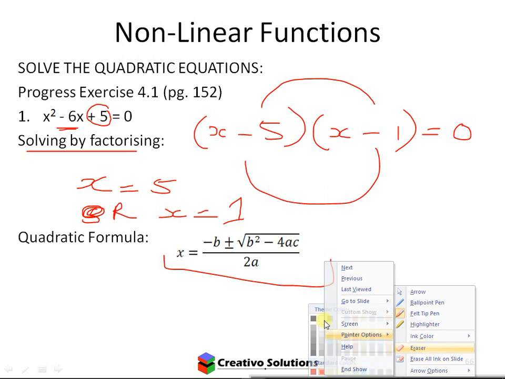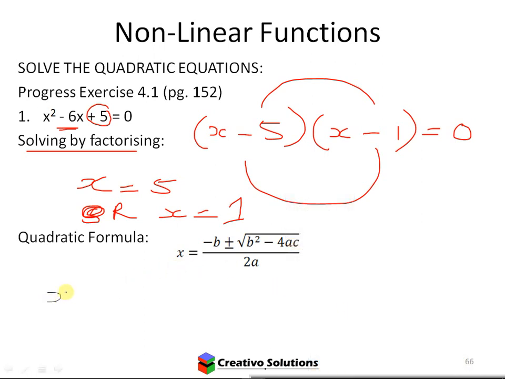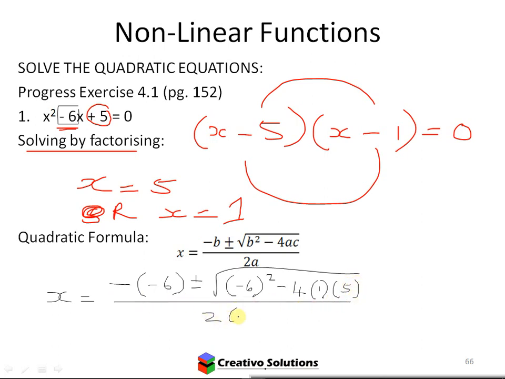Have a look. x equals minus b, what is b in this equation? 6, minus 6. Minus 6 plus minus square root of minus 6 squared minus 4. What is your a and your c? 5. Correct. Over, what's your a? 1. So if you neaten that up, this will be 6 plus minus square root. What is 6 squared? 36. Minus 4 times 5 is 20. So 16. 36 minus 20 is 16, over 2. What is root 16? 4. So 6 plus minus 4 over 2.